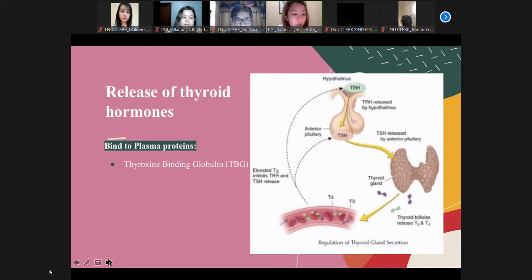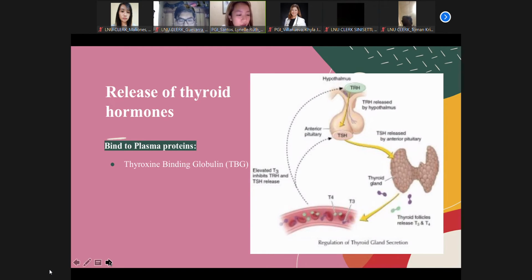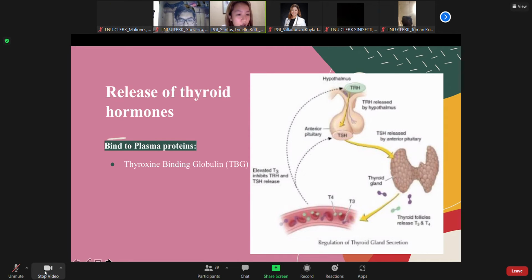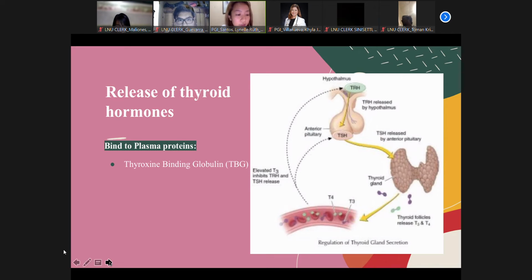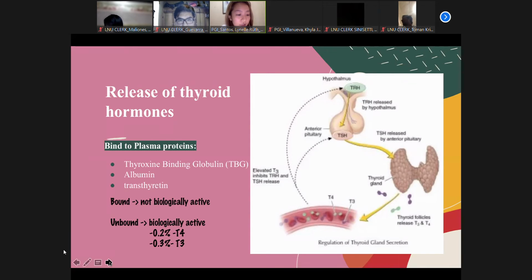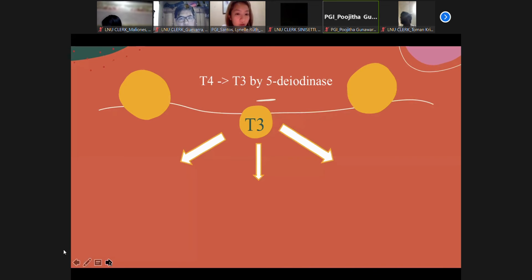The most important one is TBG, or thyroxine-binding globulin. But they also bind to albumin and transthyretin. Only a small fraction of T4 and about 3% of T3 remain free, and this fraction is biologically active. Once inside the cell, T4 is converted into T3 by the enzyme 5-deiodinase. T3 helps to speed up the basal metabolic rate.